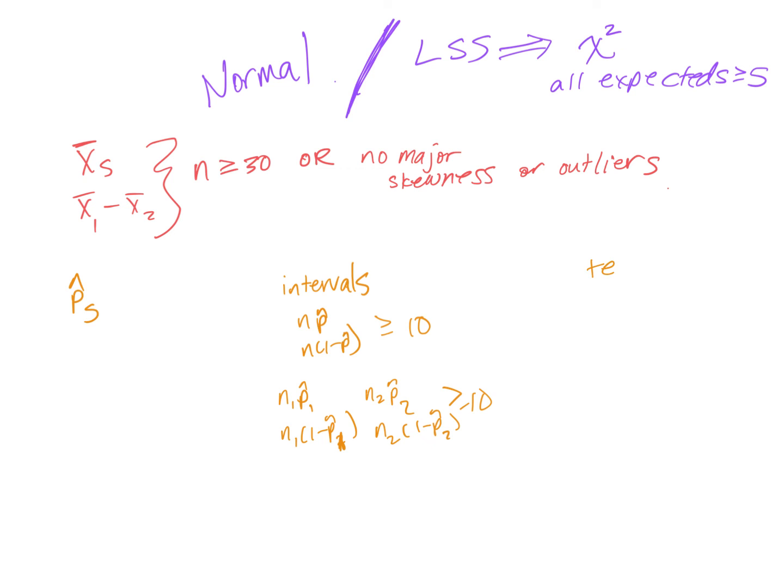For tests, we assume the null is true, yes? Because we're assuming the null is true, we use the p from the null hypothesis.